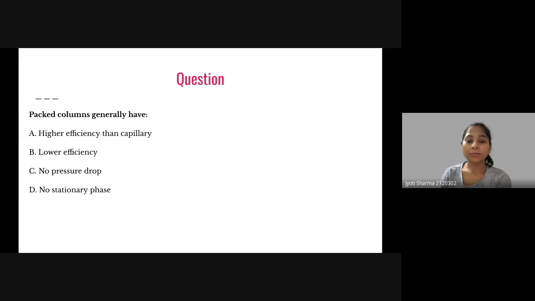Okay, packed columns generally have, I have four options here: higher efficiency than capillary, lower efficiency, no pressure drop, no stationary phase. As I told you, we have two types of column, packed and capillary. What is the advantage or disadvantage of the packed column? Does it have higher efficiency than capillary, or lower efficiency, or is there a pressure drop, or is there no stationary phase in the packed column?